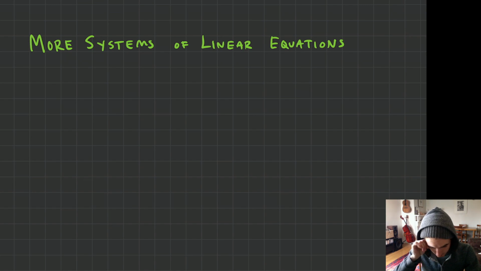Okay, so let's talk some more about systems of linear equations. What I thought we would do today is I'm going to do a couple of examples. Then I'll put an example on the screen, and I'll get you to do it, and we'll go over the solution together. And then the third time, I'm going to get you to do it by yourself, and you'll submit that solution to the exit slip.